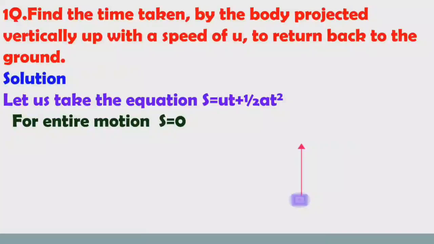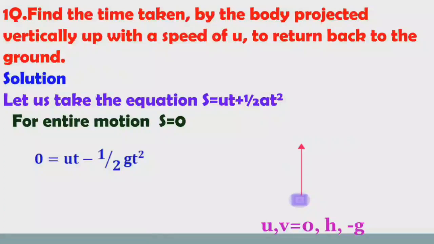Initially, the object is thrown upwards with a speed of U. U is the initial speed and V is the final speed when it reaches the maximum height. H is the height and acceleration is minus g. So by substituting these values in S is equal to ut plus half at square, S is 0, so 0 is equal to ut plus half into minus g into t square.